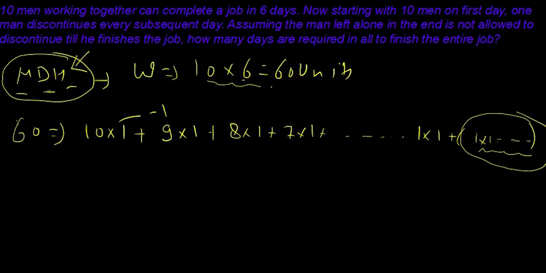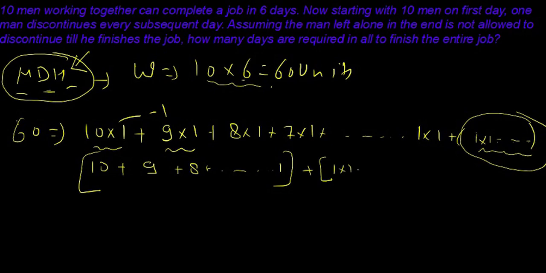Now 10 into 1 is 10. 9 into 1 is 9. 8 into 1 is 8. And so on till 1 into 1 is 1. So that is work which can be completed in a pattern, and after that each day 1 into 1, one unit of work, will be completed. So what amount of work is left? According to that, you have to know how many days are required to complete the work.